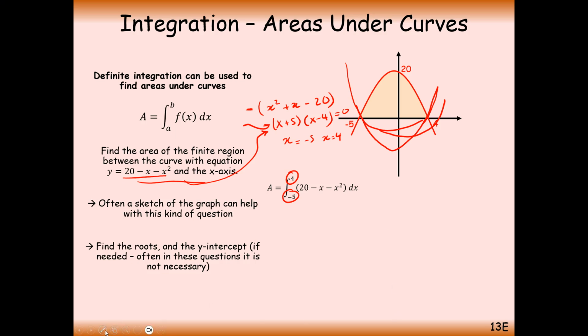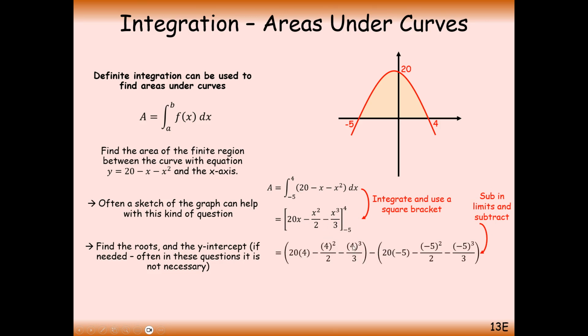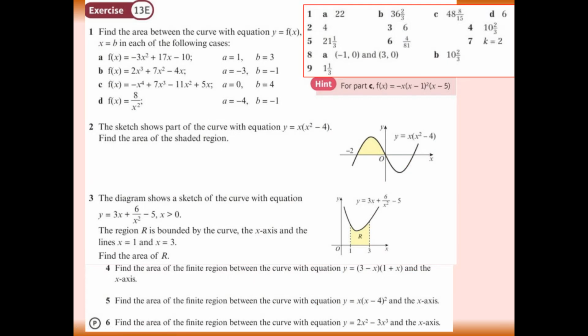Then after that, we put those roots on top and bottom of the integral as limits, and we evaluate this integral with the power rule. We simply substitute 4 into the function and subtract minus 5 substituted into the function. We end up with this value, which is a positive number. So for exercise 13E, that's enough, and I'll see you in the next section where I'll show you the areas under the x-axis.